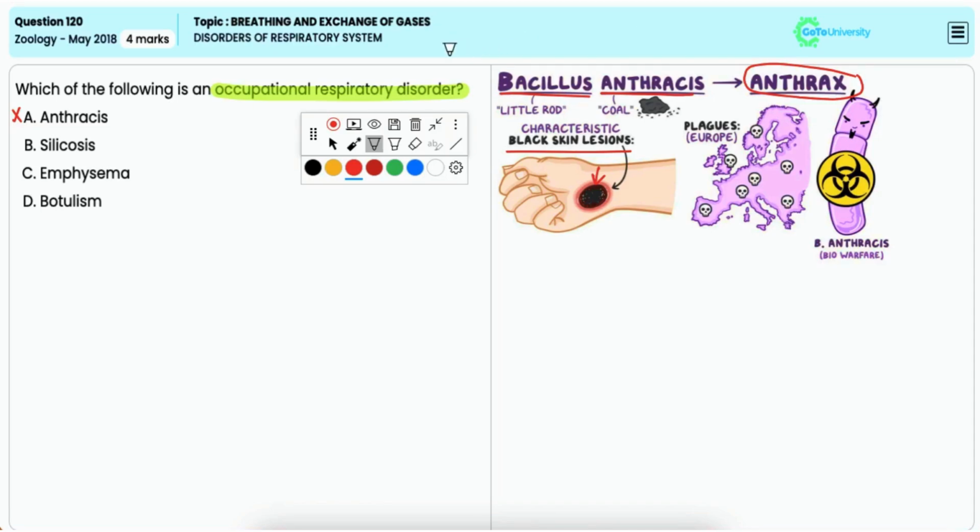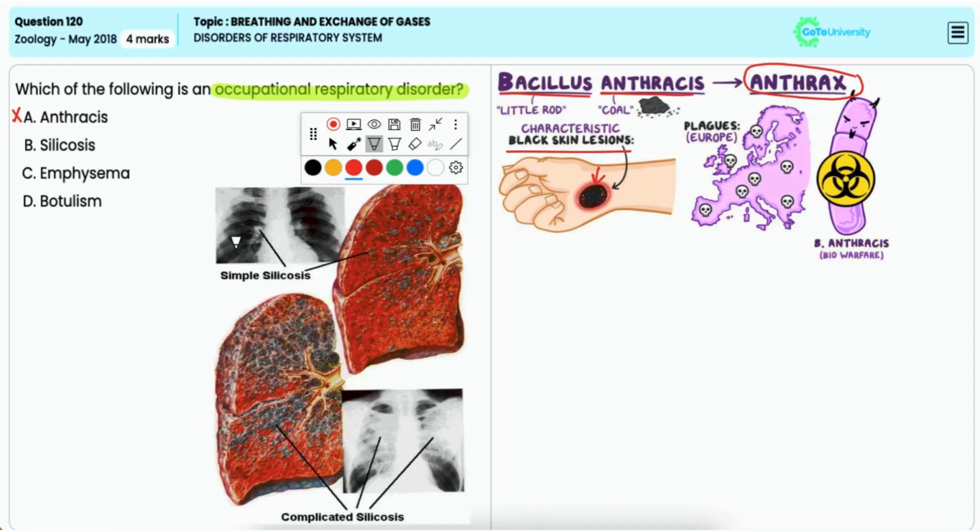Option B, silicosis. Now, silicosis is an occupational respiratory disorder which is caused by the inhalation of silica dust, often occurring in workers involved in mining and construction works. And continuous exposure to silica dust damages lung tissues, leading to inflammation, fibrosis, and scarring. Thus, it is the correct option.